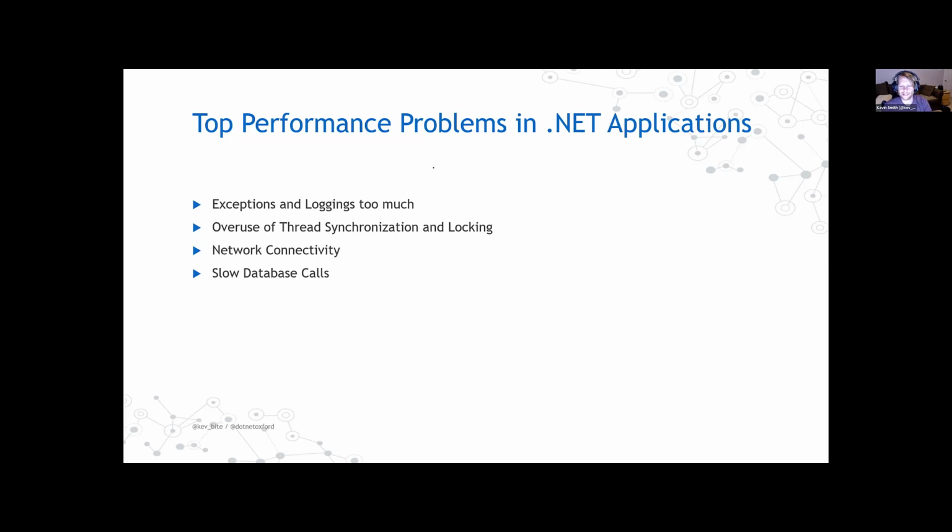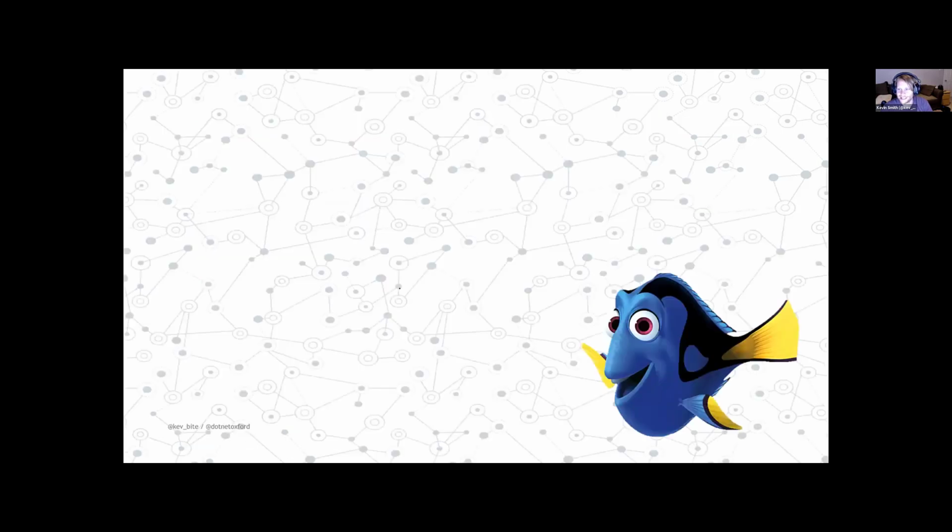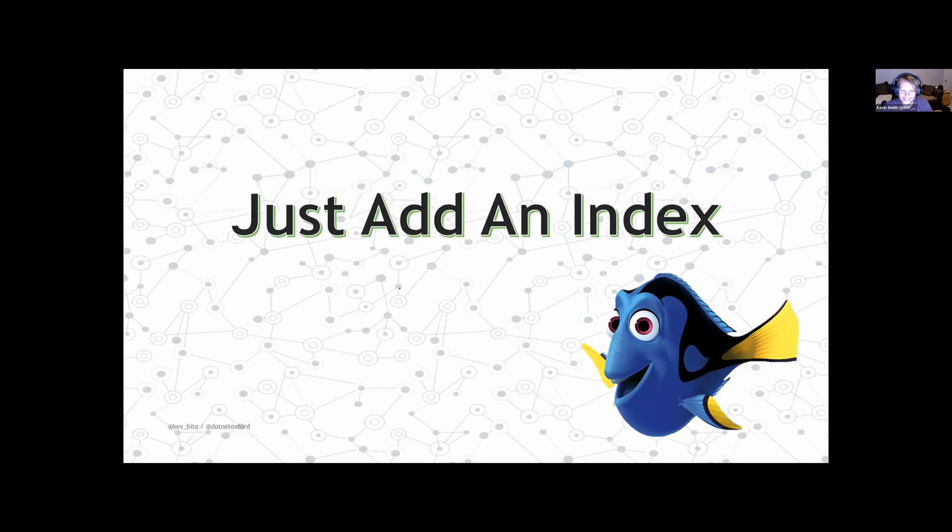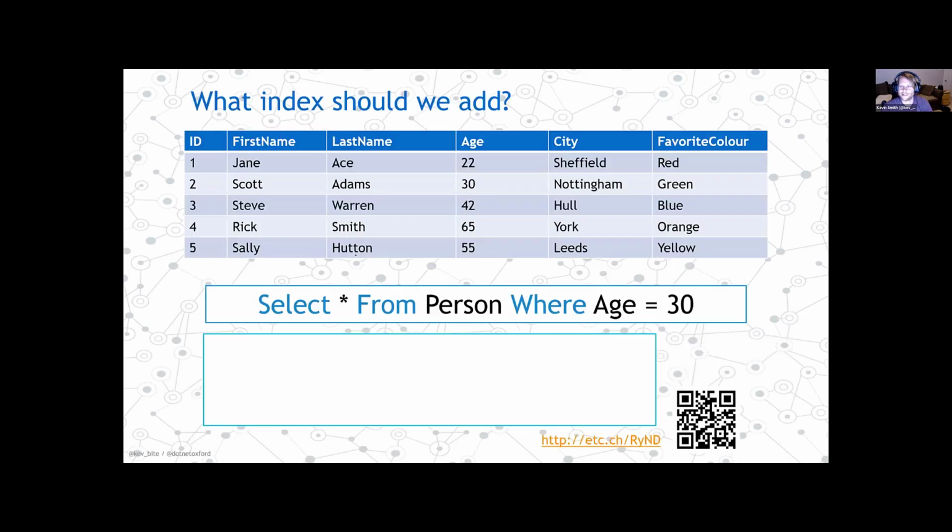And with slow database calls, I think everybody's been in a company where the system's being slow and you figure out it's the database, and the first thing that somebody says to you is just add an index. So everybody knows indexes make it go super fast. So the first question, which I'll put up so people can vote on, is: what index should we add to this table?